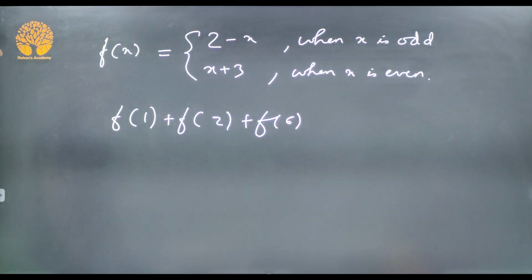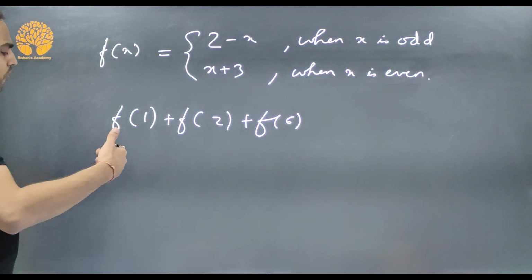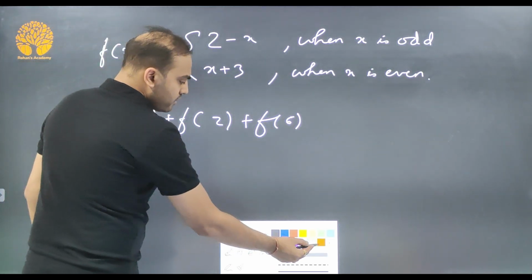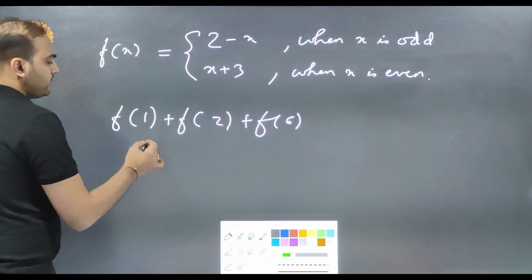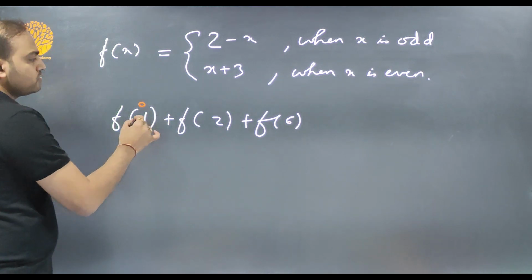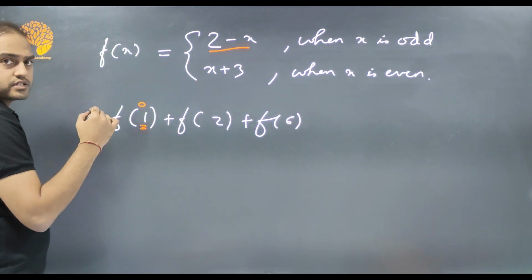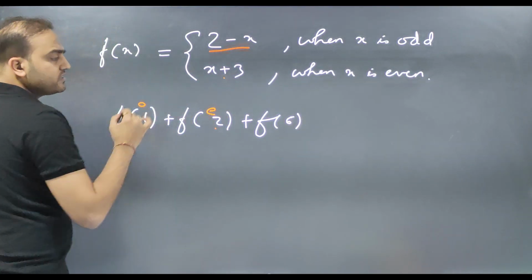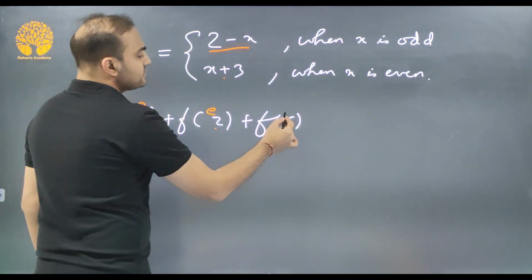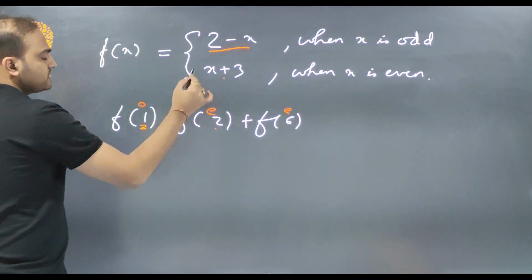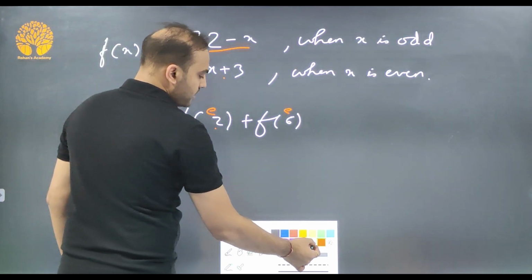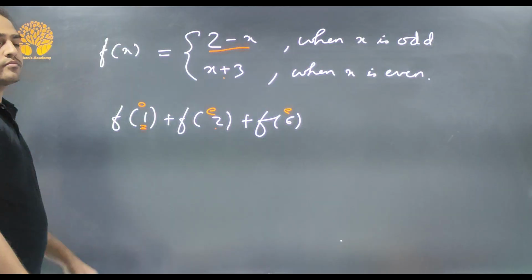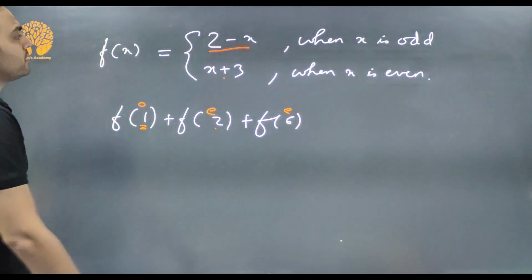Okay, so again, don't worry, all you do is plug in, right? Now I know 1 is odd, so this definition will be applicable. 2 is even, so then this definition is applicable. 6 is also even, so the second definition is applicable, right? So I just find by using the respective definition.